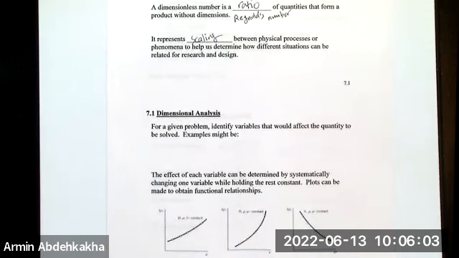So dimensional analysis for a given problem means that you have to first identify the variables that affect the quantity to be solved. It's not easy, believe me. For example, the flow passes through a channel. Just list parameters in your mind. What parameters affect the velocity, for example?